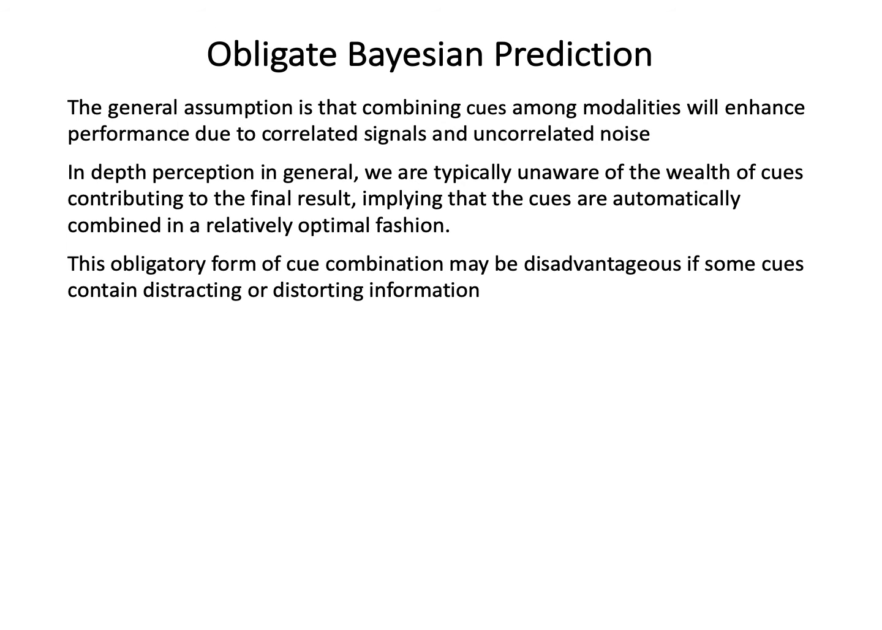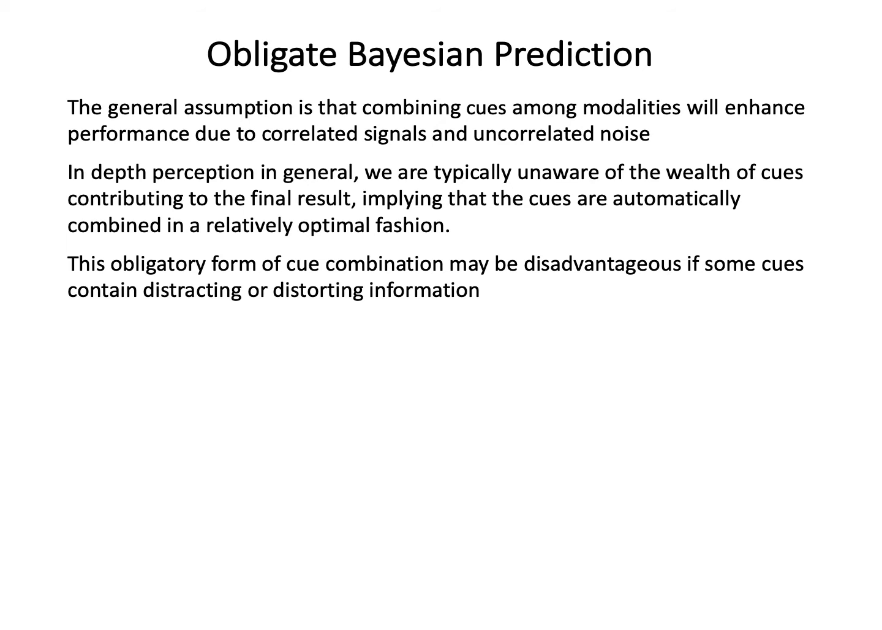So those are the data. Here is the logic of the obligate Bayesian prediction for the combination of the heading distributions for the two cues. The general assumption is that combining cues among modalities will enhance performance due to correlated signals and uncorrelated noise.